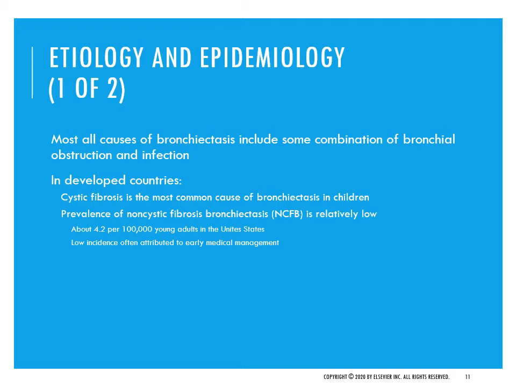Etiology and epidemiology. Most causes of bronchiectasis include some combination of bronchial obstruction and infection. In developed countries like the United States, Canada, and England, cystic fibrosis is the most common cause of bronchiectasis in children. However, we want to talk about the prevalence of non-cystic fibrosis bronchiectasis, or NCFB. It is relatively low, about 4.2 per 100,000 young adults in the United States. The low incidence is often attributed to early medical management.